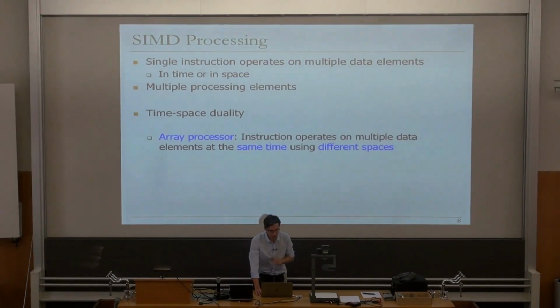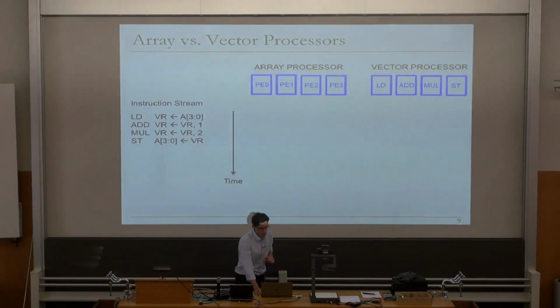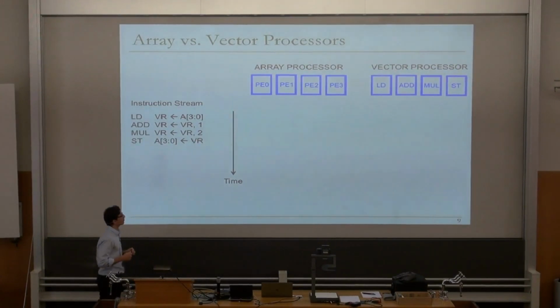As you will see, in array processors, one instruction operates on multiple data elements at the same time using different spaces, and the other one are the vector processors, where one instruction operates on multiple data elements in consecutive steps using the same space. We have a nice pictorial representation of array and vector processors, and we are going to discuss this a little bit more in detail.